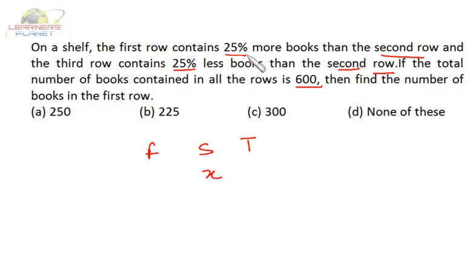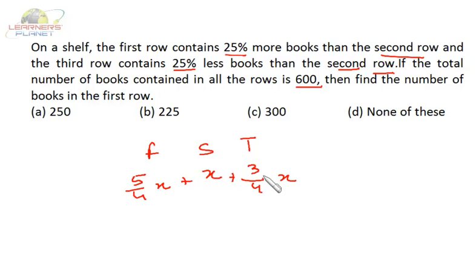Now the first row is containing 25% more books than the second row. That means the first row must be having 25% more than X. That is 125% of X, we can say, or we can say 5 by 4 of X. Okay, and similarly the third row is containing 25% less than the second row. That means the third row is containing 75% of the second row. That is 3 by 4 of the second row. So that is 3 by 4 of X.